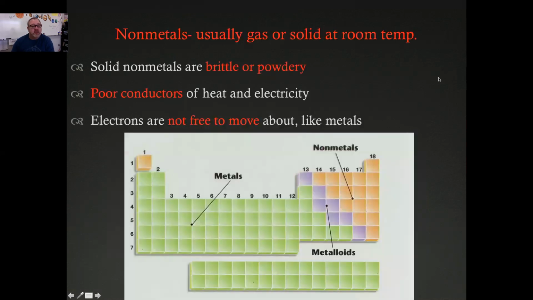Okay, the nonmetals are usually gas, and if they are solid at room temperature, which most of them aren't, but if they are, they tend to be brittle and powdery. Okay, you know, probably like silt, or maybe not quite as fine as dust, but pretty fine. They are poor conductors of heat and electricity, and those electrons are not free to move around like metals are. You know, recall the metals have what's called a sea of electrons.